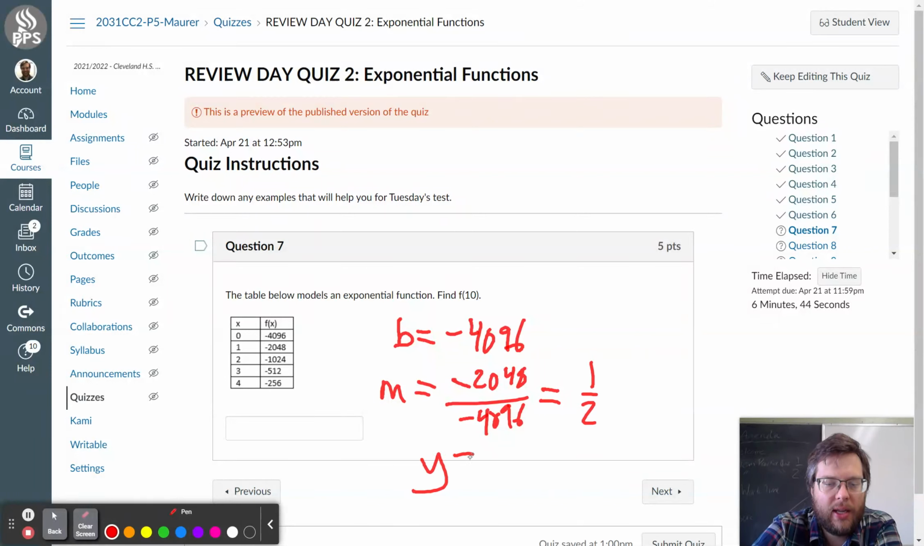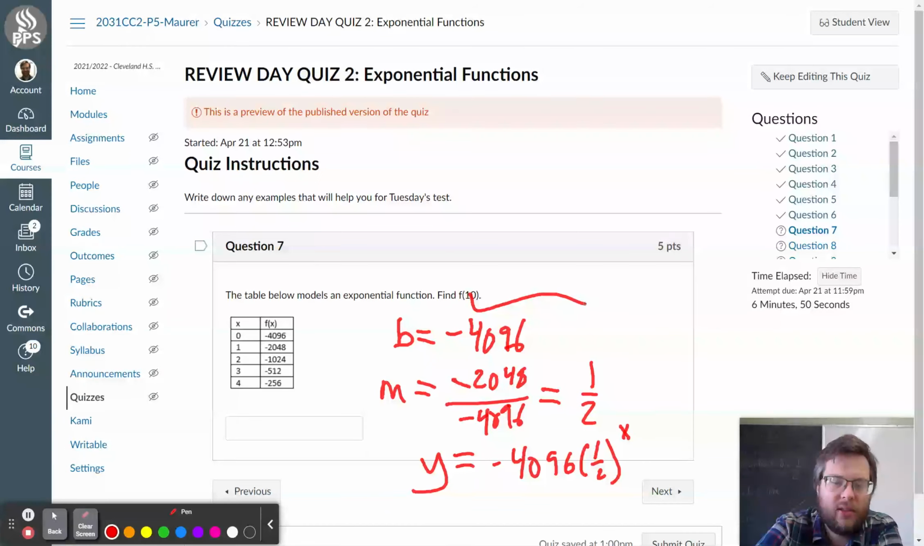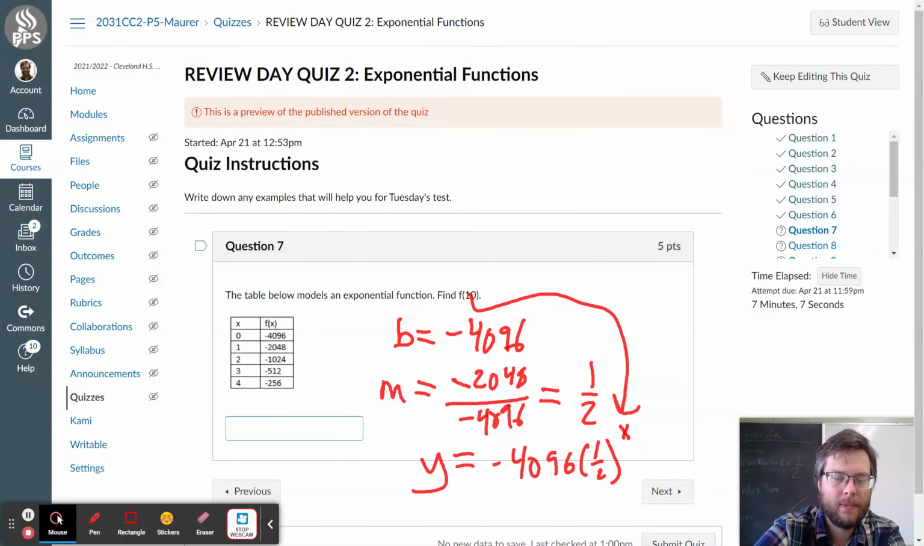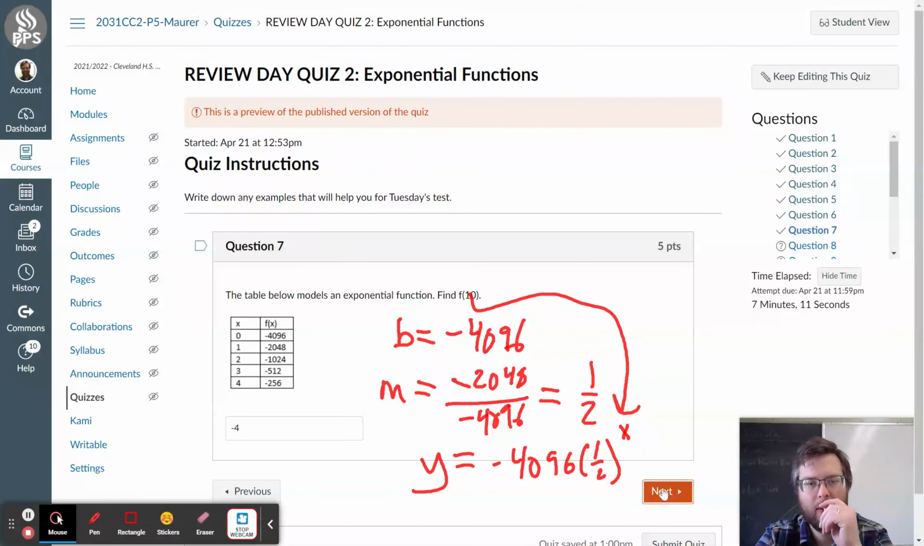So our y equals negative 4096 times 1/2 to the x. Take 10 and throw it right in there for the x. Negative 4096 times 1/2 raised to the 10, like that. And I get negative 4. There we go. Moving right along.